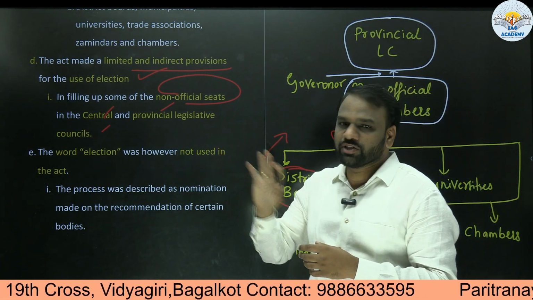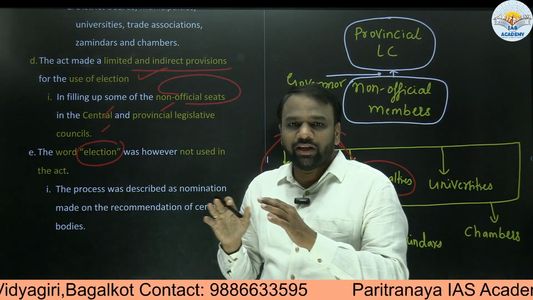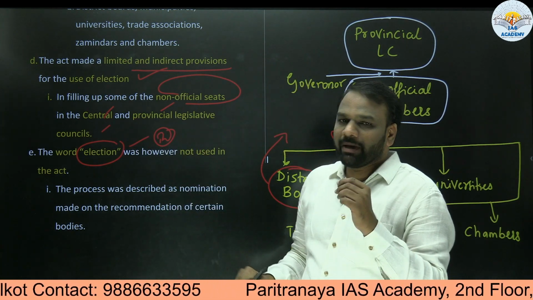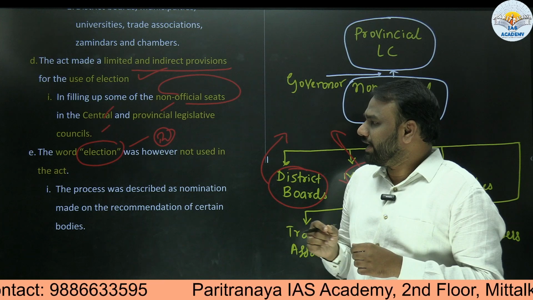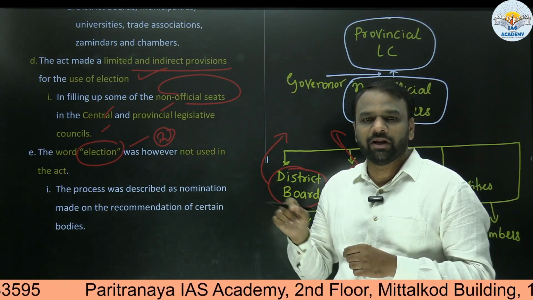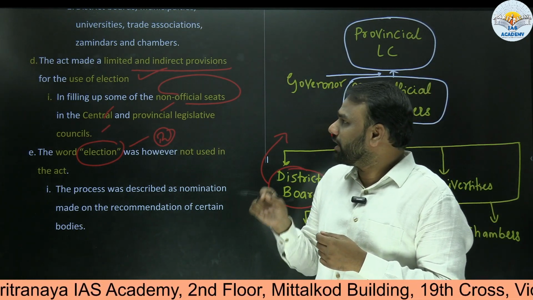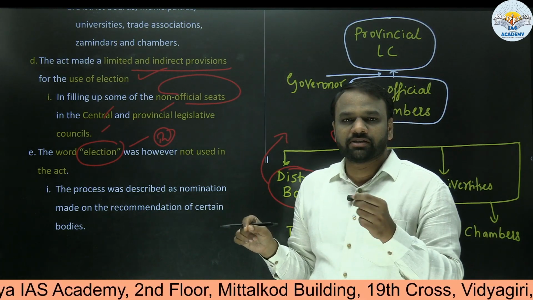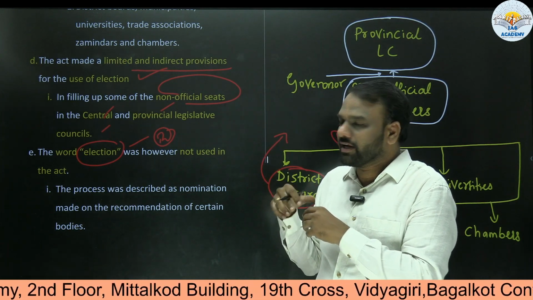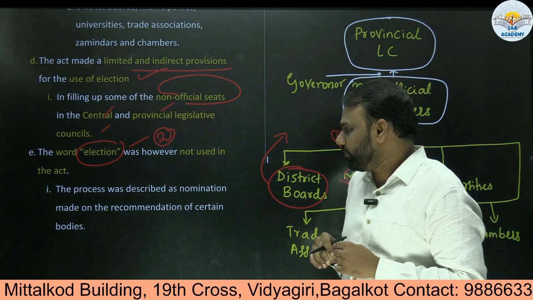So indirect provisions of elections were used, but a very important point to note here is the word election is nowhere used in the whole of the 1892 Act. Again, this point is also very important. In the examination, they may make a statement like this: 1892 Act first time mentions a process called election. If they make such a statement, that will be false. But if they make a statement like, 1892 Act made a provision for limited and indirect provisions for the use of election, yes, that statement will be right. So when we are reading this content, or when we are retaining the content, we have to have the exam's demand in mind, okay? And we have to prepare accordingly.